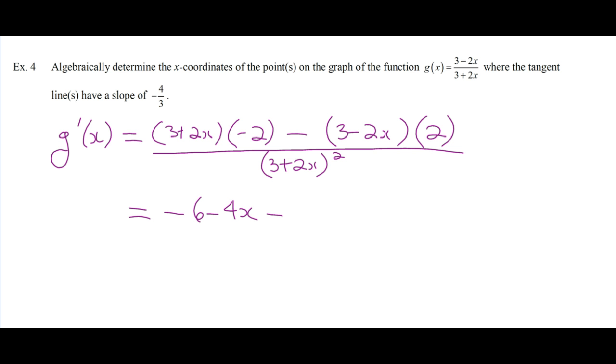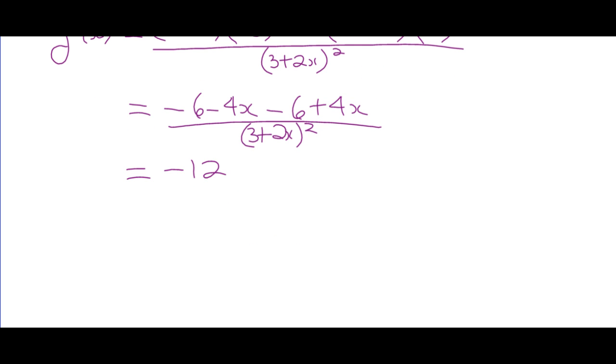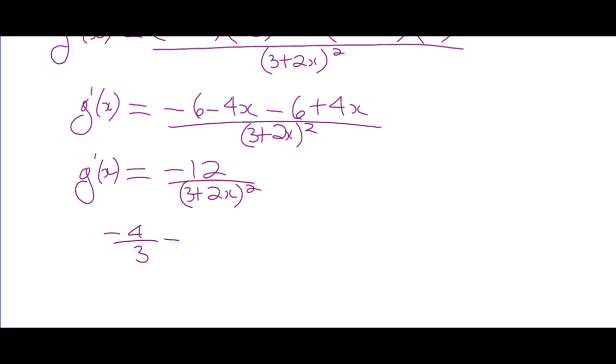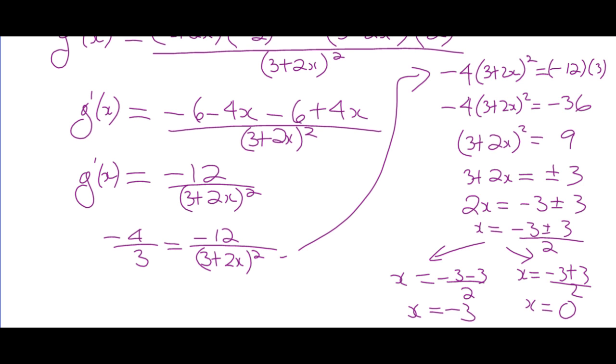And just watch, especially the second term when you're expanding, just watch your signs, right? So this will be like minus 6 plus 4x. Okay, so I got my expression for the slope, g prime of x. Going to set that equal to negative 4/3 and solve for x. Okay, got as far as we need to go, right?